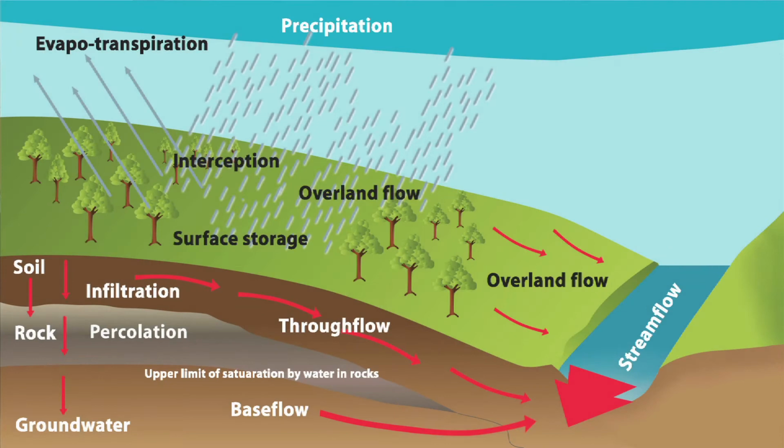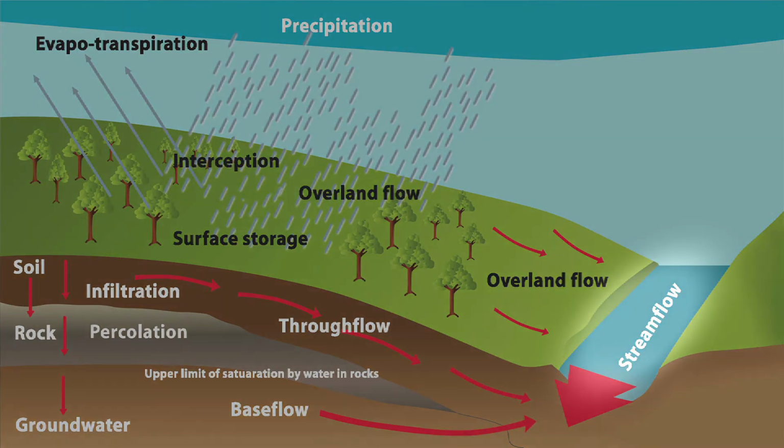The water table will rise and fall depending on whether it's been raining or whether there's been a dry period. If this water table ever coincides with the surface, that's where you'll get your natural springs forming. Eventually, most of the water should get back into the main river.